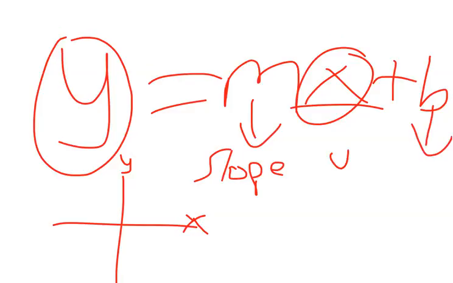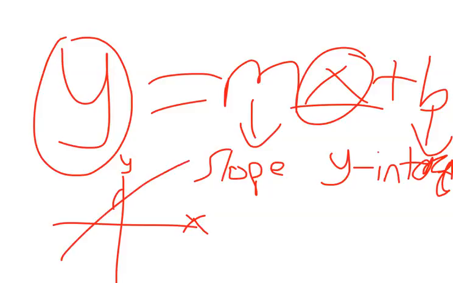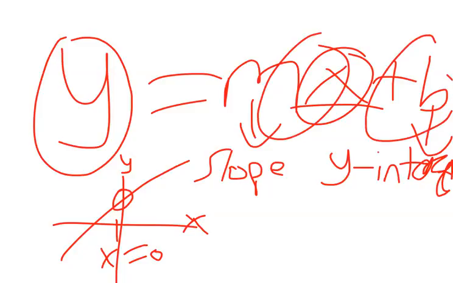B is called the y-intercept, which is where the line hits the y-axis. What value of y does the line hit? In this case, the y-intercept is this. Basically, what's the value of y at x equals 0? If you have this equation, we could just set x equals 0, and we get y equals b, and that's why b is the y-intercept.